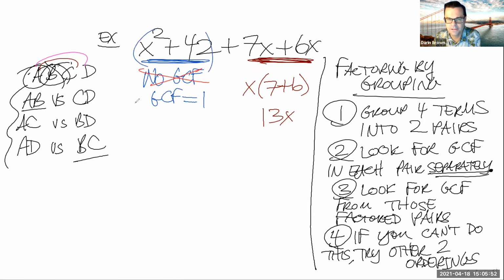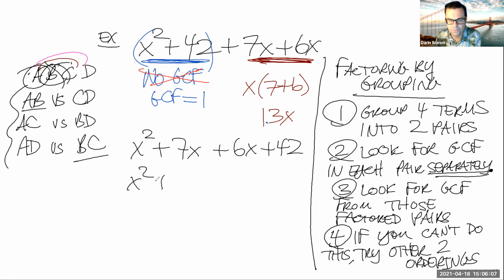So now I've got x squared plus 42 and 13x. This isn't getting us anywhere. So what you have to do is look at a different order. The other 2 possible orders would be x squared plus 7x plus 6x plus 42, or x squared plus 6x plus 7x plus 42. Either of those will work.